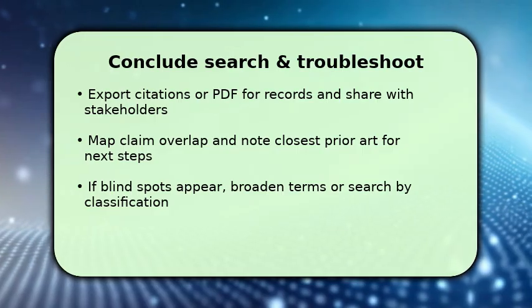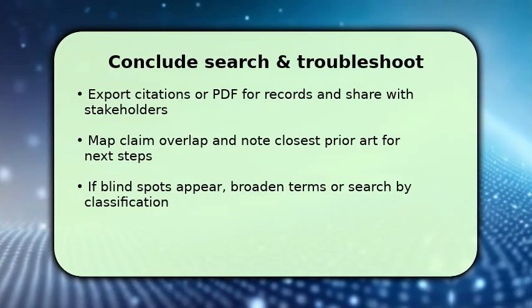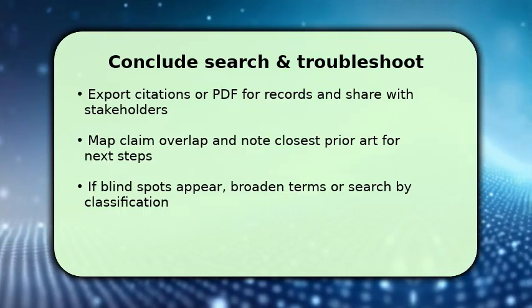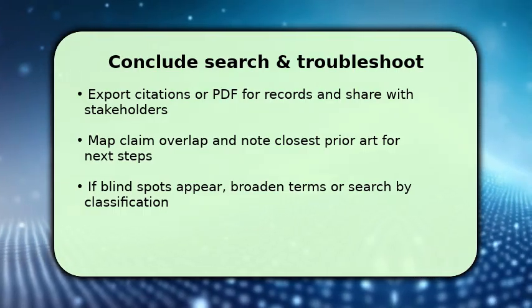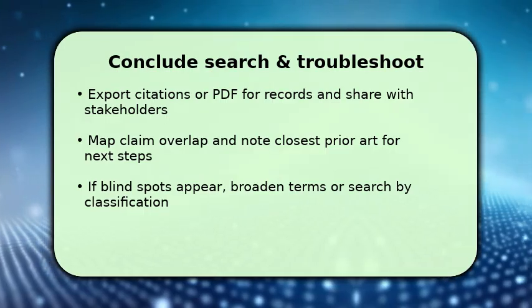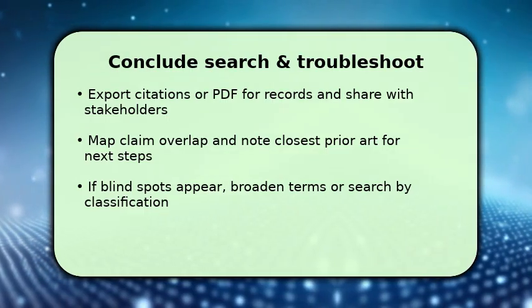If you hit dead ends, try troubleshooting. Broaden keywords, search by classification codes, or look for inventor names and assignees. Make sure to rerun searches with synonyms and alternative spellings. This simple pivot often reveals patents missed by the first pass.